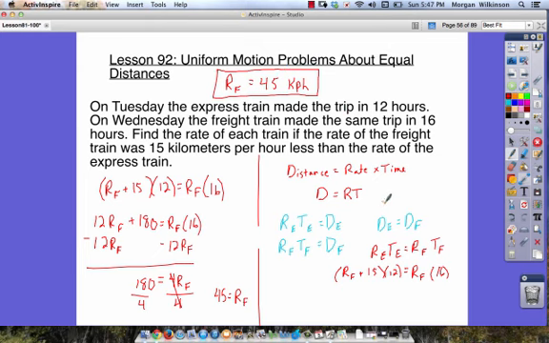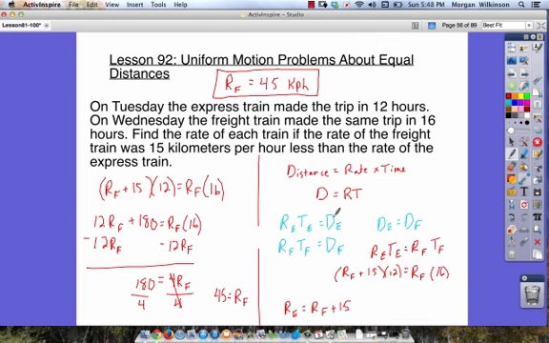Now the second part of the problem, it said find the rate of each train. So now the rate of the express train. The rate of the express train was the rate of the freight train plus 15, if you remember that from earlier. The rate of the express train equals R sub F plus 15. You should have that in your notes.